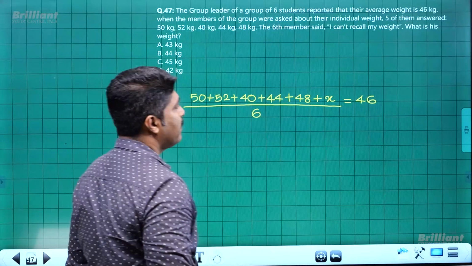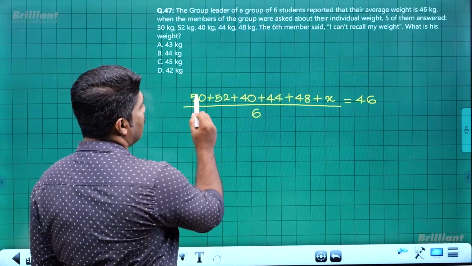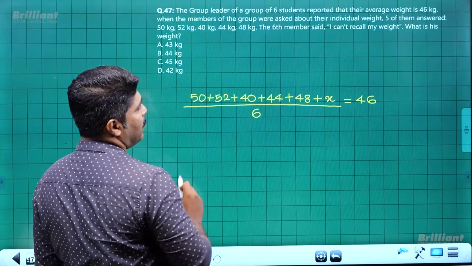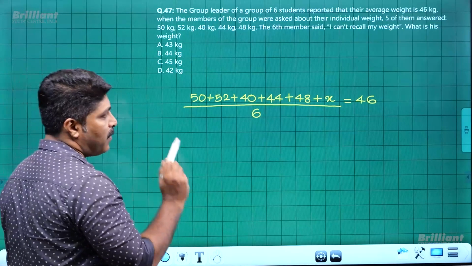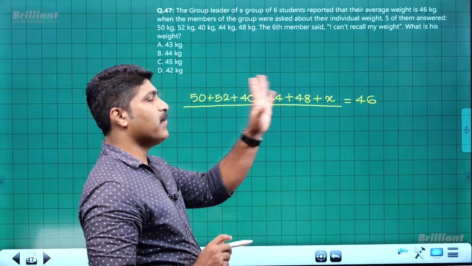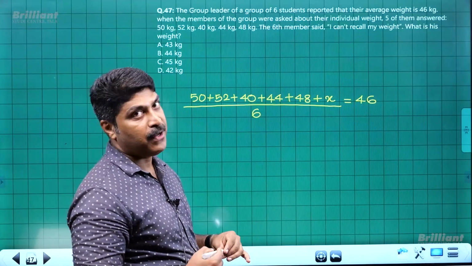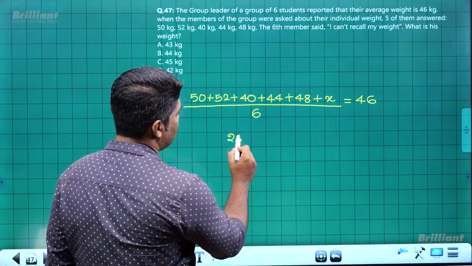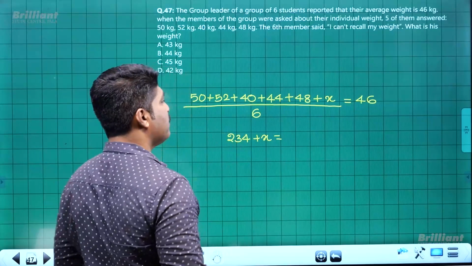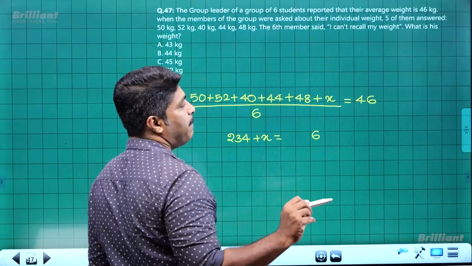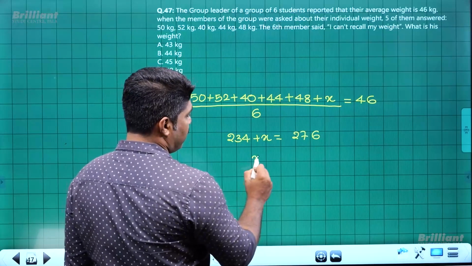That's a simple step. You have to catch what is the value of the 6th person here. You have to do the operations. While we are adding all these values, 50 plus 52 is equal to 102, 142 is there, 142 plus 48 you can add up together, that's equal to 190, 190 plus 44, 234. So this is 234 plus x is equal to, what is 46 into 6? 46 into 6. 6 into 6, 36 is there. 24 plus 3, 27.